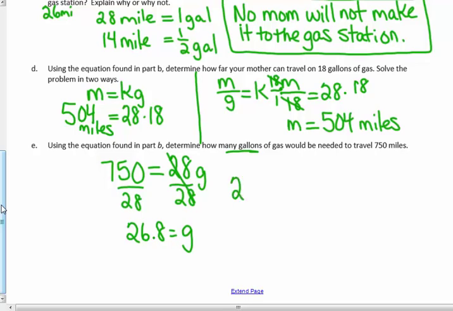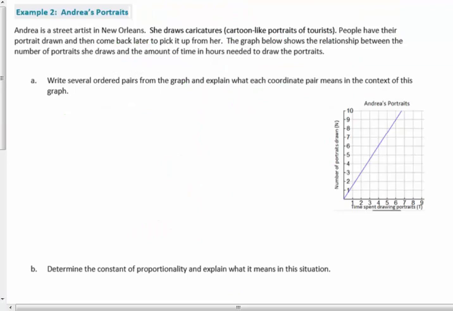And I'm not going to simplify this one for now because I just want to save some time, but I will write the label on it correctly. So 26 and 8/10 gallons of gas is needed to travel 750 miles. That's a long trip. Example 2.